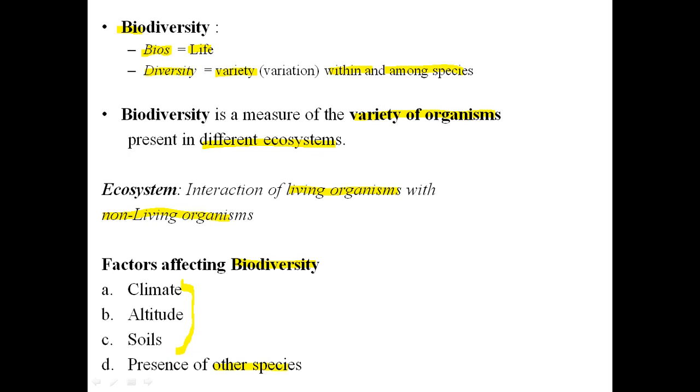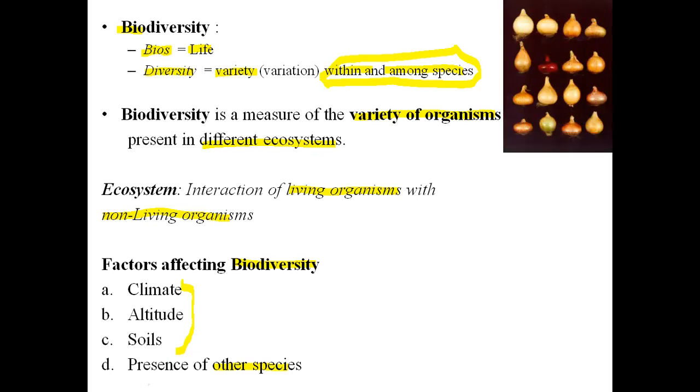So let's go back to the explanation of what is meant by within-species variation and among-species variation. Let's see one example, onions. If you can see here, there are different kinds of onions, with different colors and different shapes. So this is the variation within species.